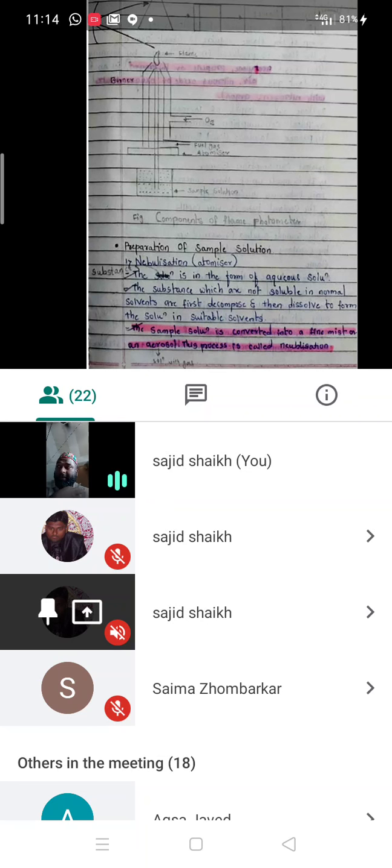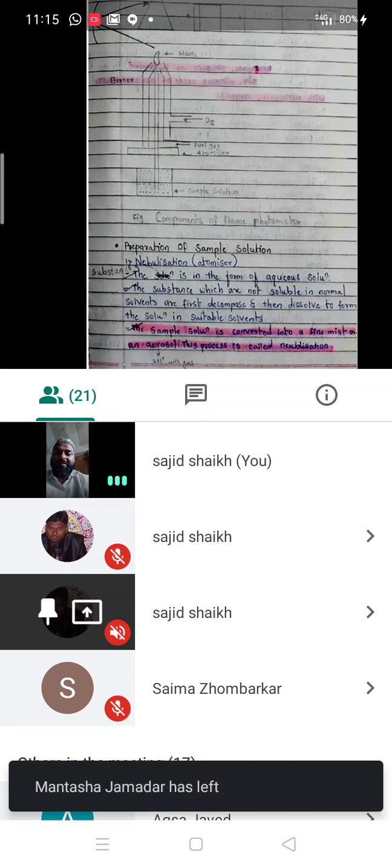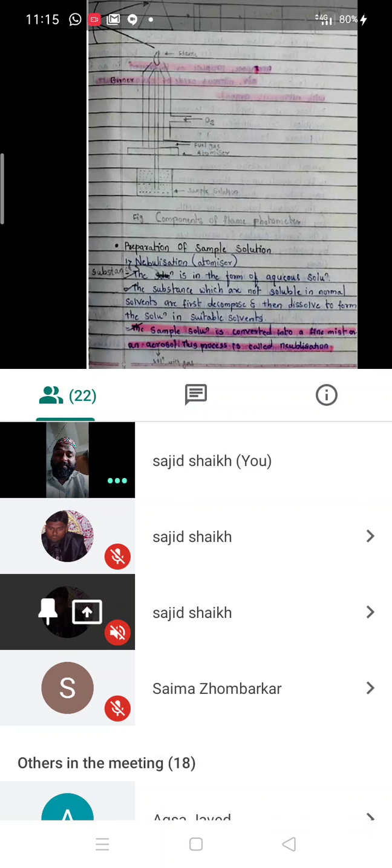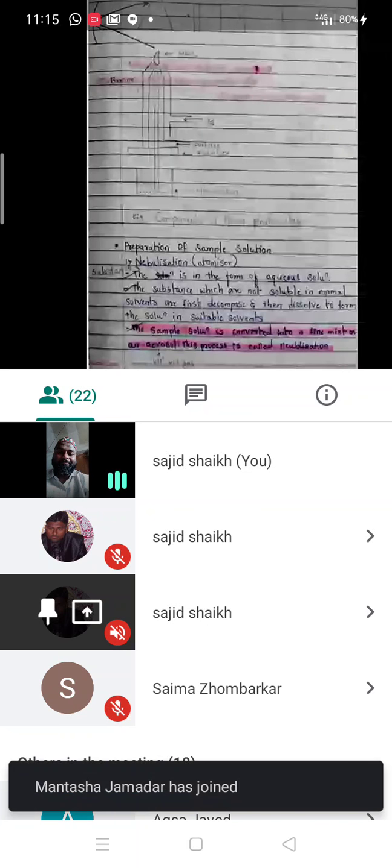These are the components, but the basic thing in flame photometry is the preparation of the sample solution. It is very important. Preparation of the sample solution is very important as far as flame photometry is considered. How can we prepare the sample solution?